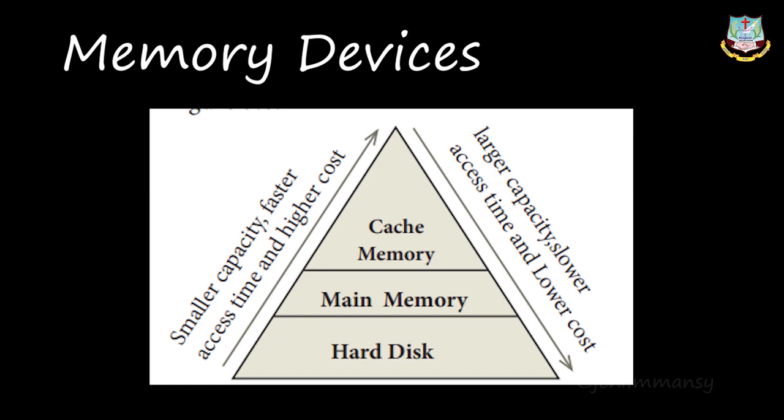Okay, and now we are going to see about the memory devices. We know we have RAM and ROM. Okay, RAM means random access memory, ROM means read only memory. Okay, so here we will be learning the difference and the types and the uses of all these RAM and ROM devices.